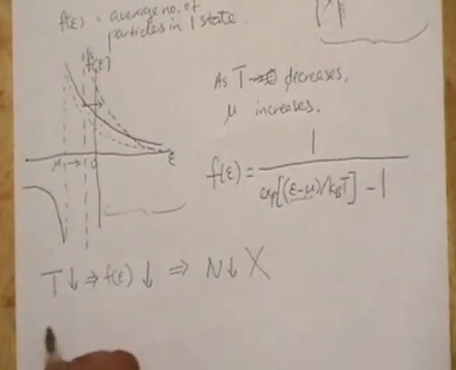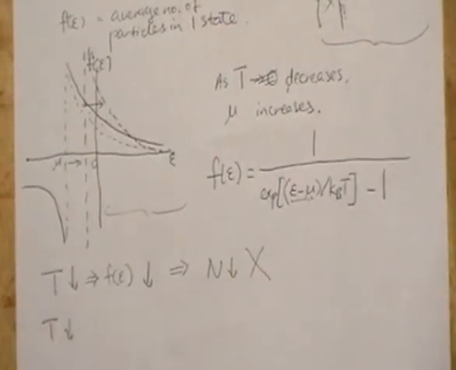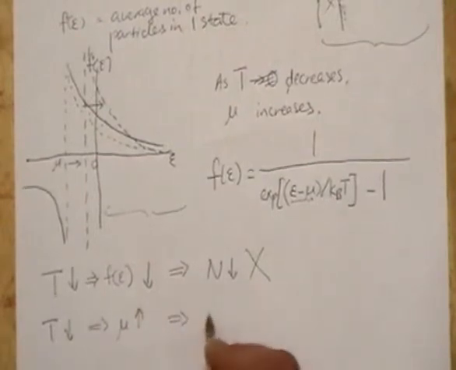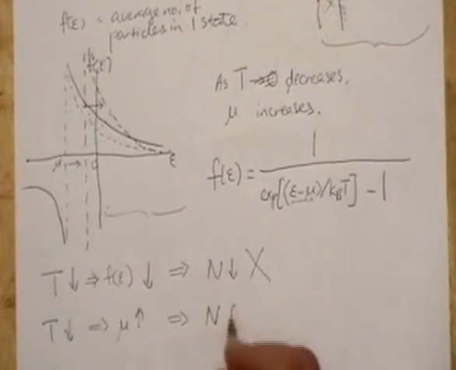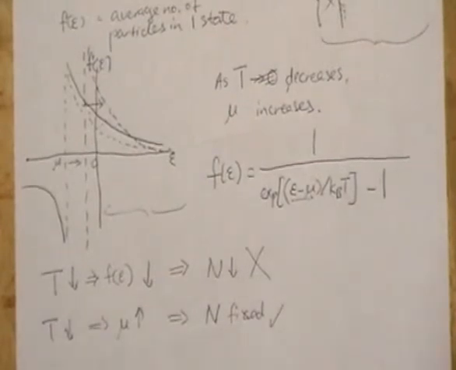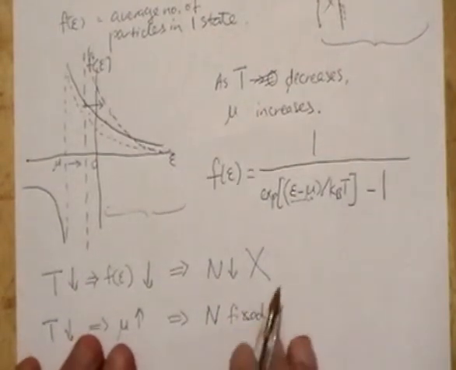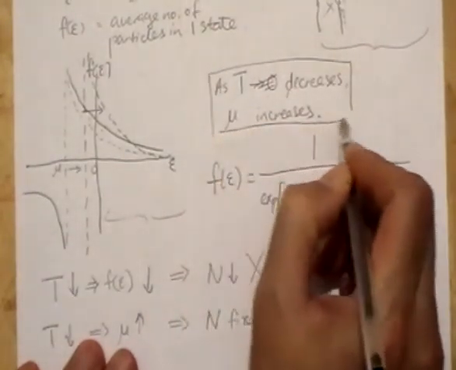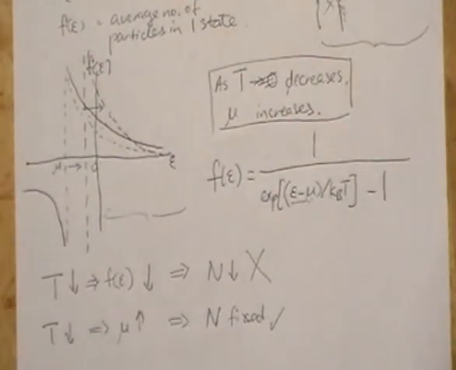And what is right, therefore, is that as temperature goes down, mu has to go up so that N remains fixed. And this is correct. This is what happens. So now we have demonstrated this property that as T decreases, mu increases.